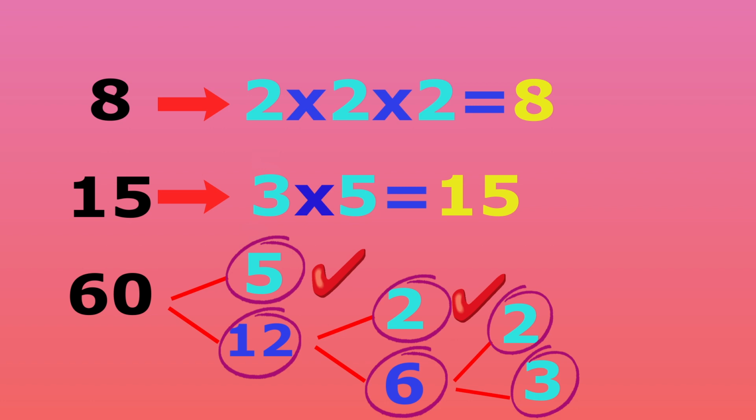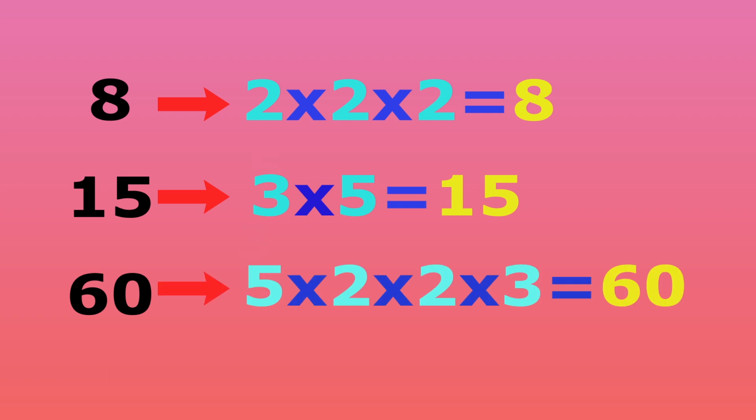Mark them both as complete, and now we multiply all primes that we encountered. That gives us 5 times 2 times 2 times 3, which equals 60. So that's the prime factorization of 60.